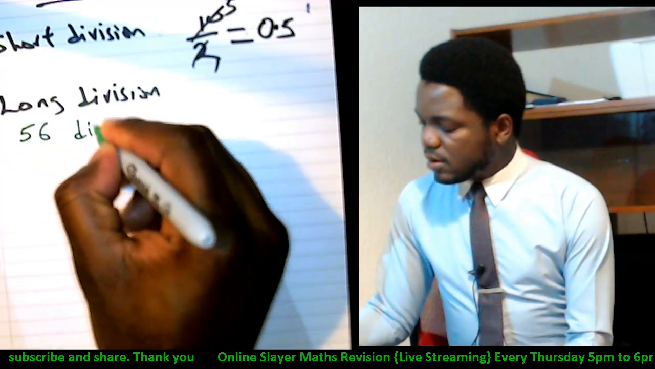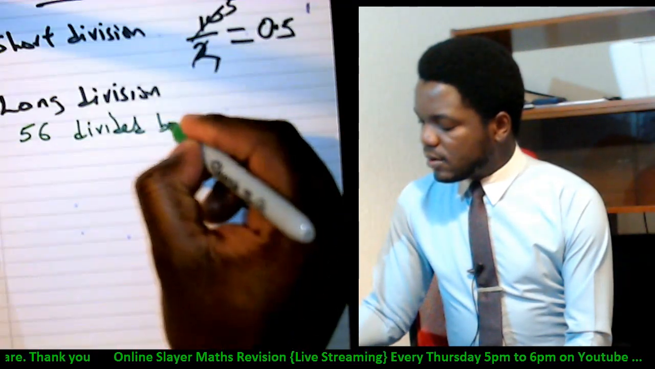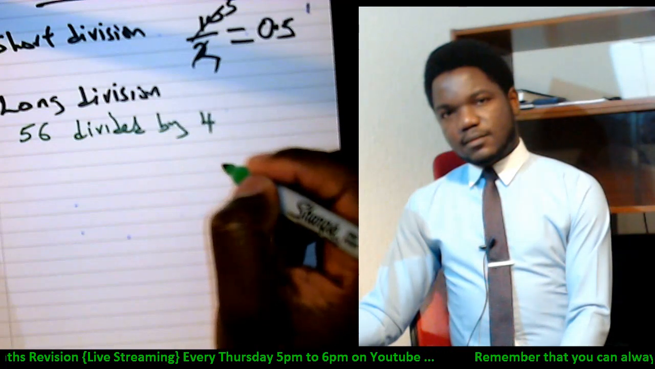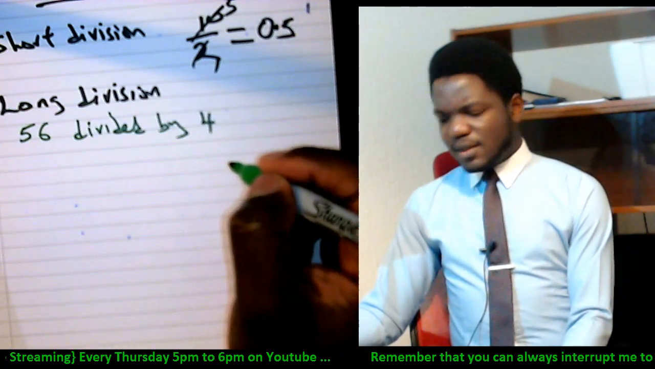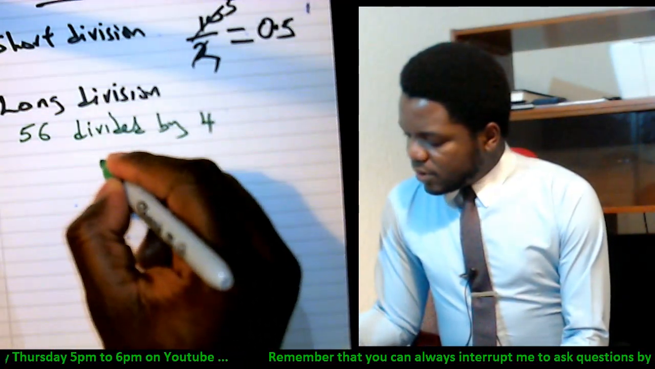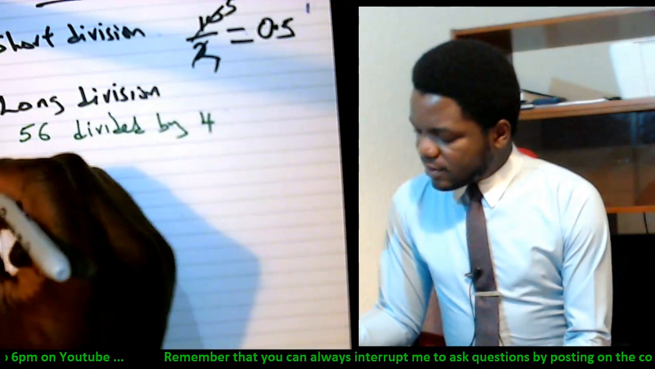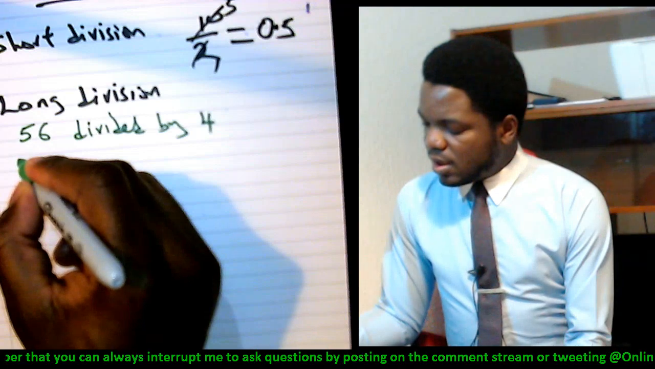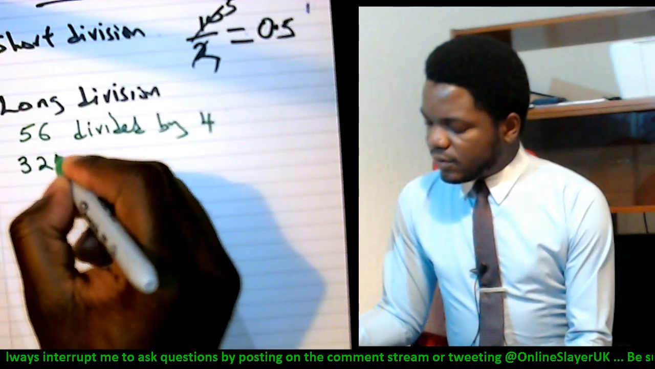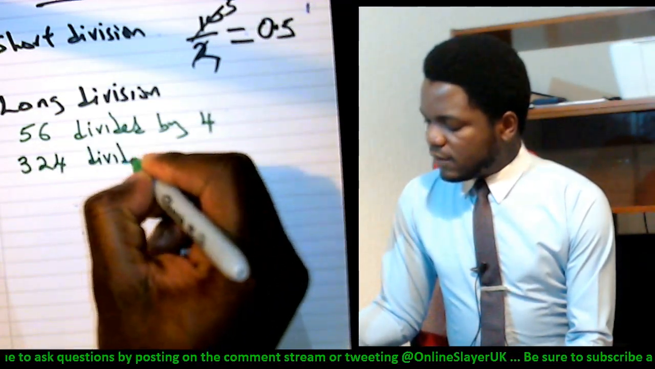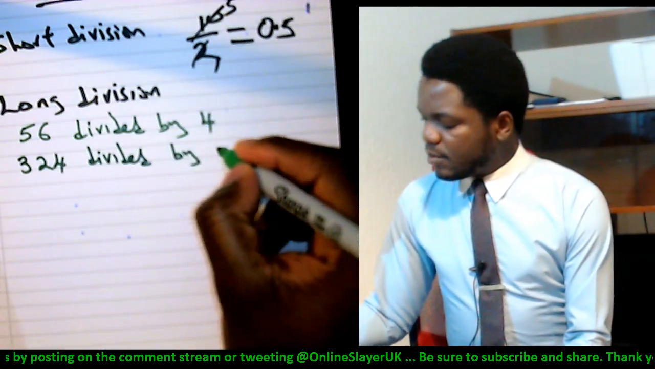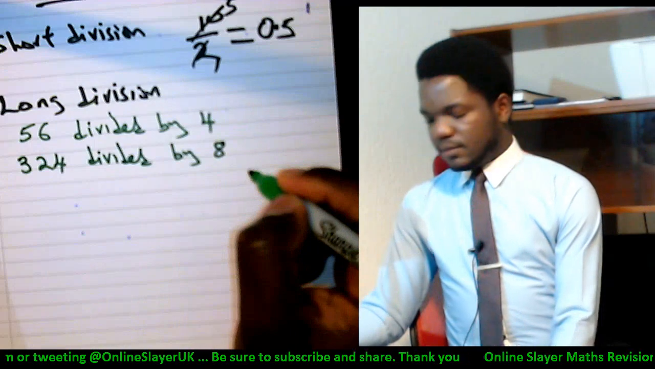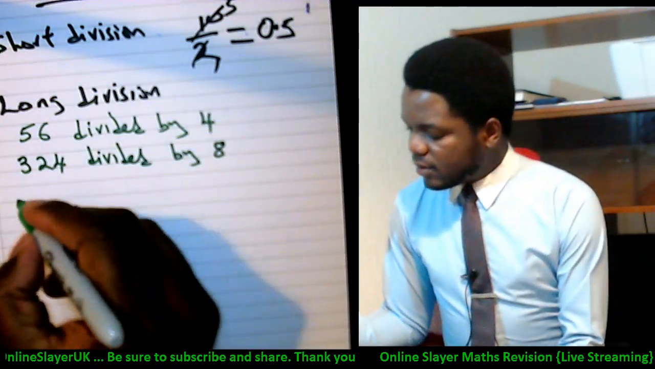56 divided by 4. Okay, now what you do, oh well, that's one question. Next question will be 324 divided by 8. Okay, so now solution.